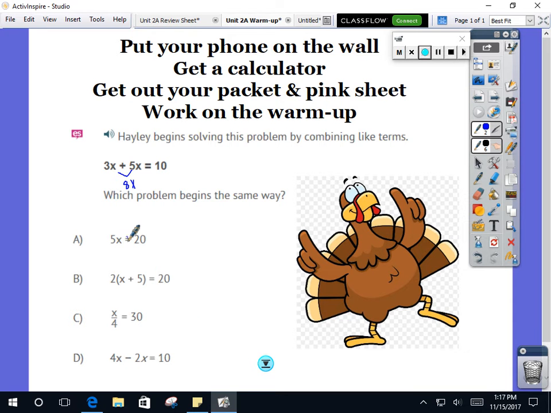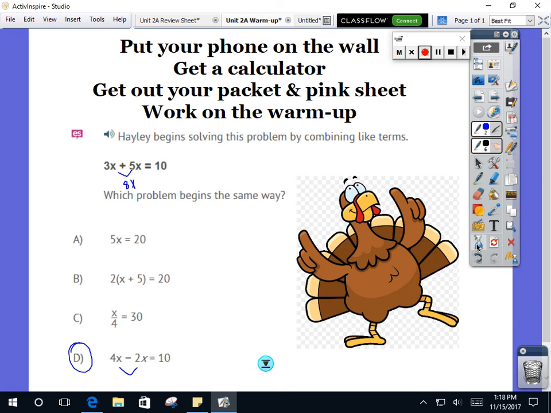Well, on A, what would you do? You would divide by 5. B, what would you do? You could distribute out the 2 and then go from there. On C, what would you do? Right. And D, you would combine these like terms, right, and get 2x. So that was the other choice that would begin the same way.